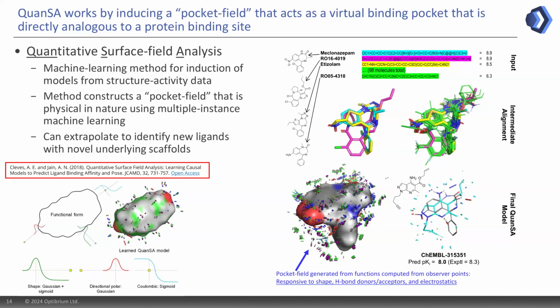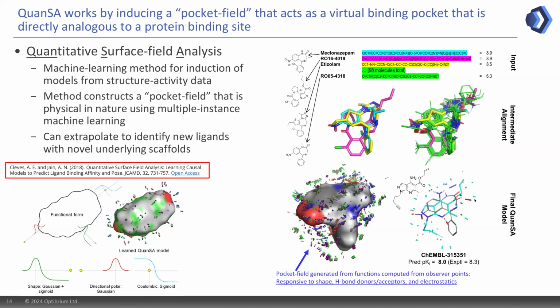Then we use the pocket field in a process akin to docking. We can score new molecules and predict both their pose and their affinity. Seen here in cyan is a scaffold that is very different, that we're predicting on, from these traditional benzodiazepine scaffolds. And this ability to extrapolate to new scaffolds stems from the fact that Quanza generates models that are physically realistic.